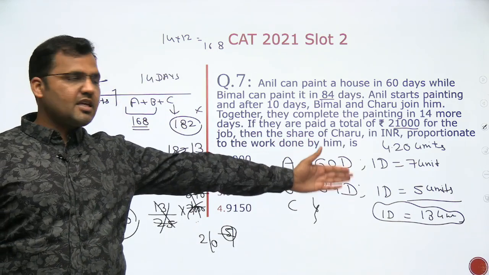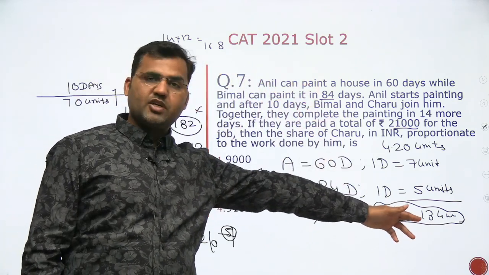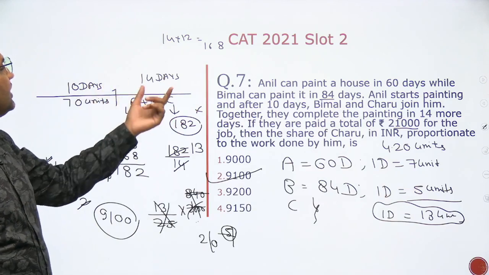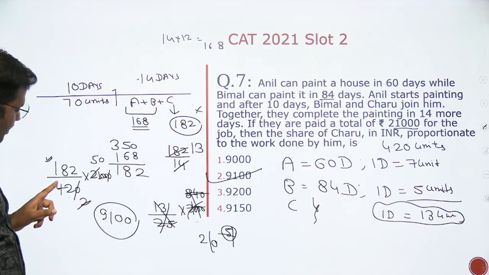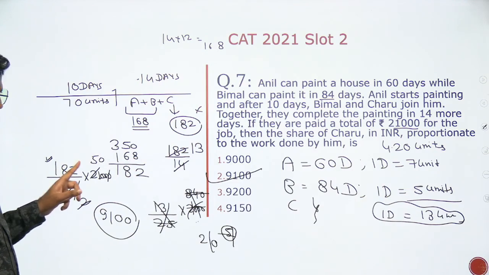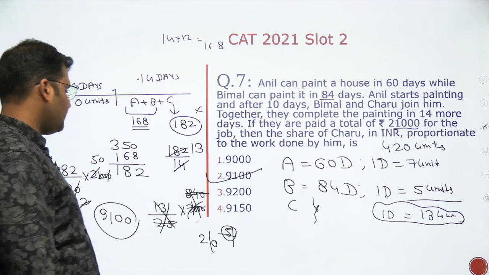So per day, aisa nahi hai ki wo sare equal days pe kaam nahi kar rahe. Agar sab ne equal days pe kaam kiya hota, to 13 by 25 ke hisab se paisa milta. But C is only working for the last 14 days, jisme usne 182 units kiya. So out of 420, 182 units kiya, to 21,000 mein, is ratio mein paise ko distribute kar do. That's it. 9,100.